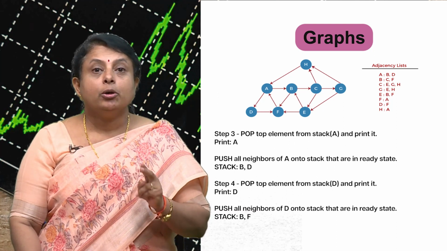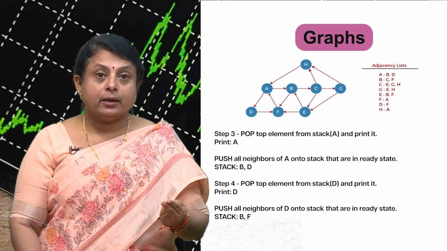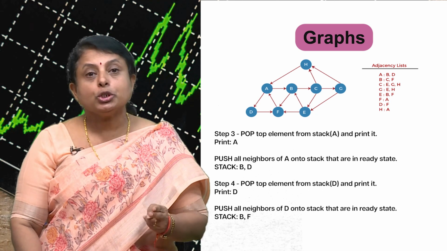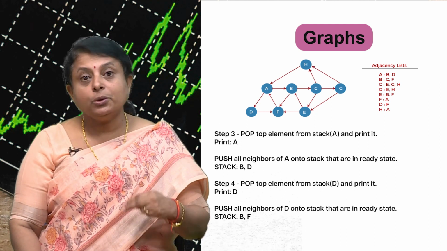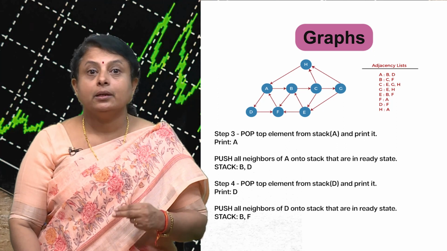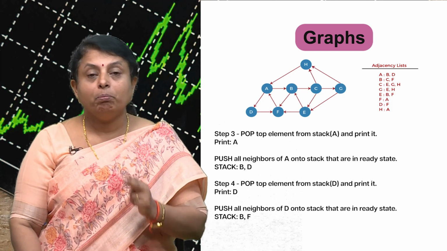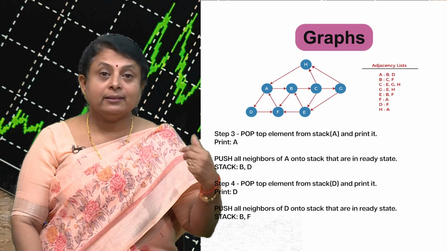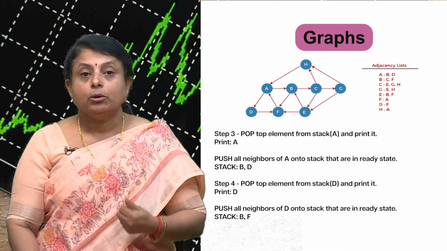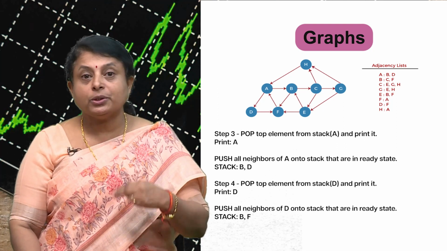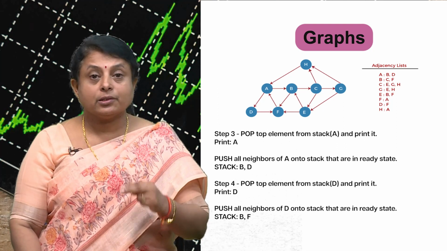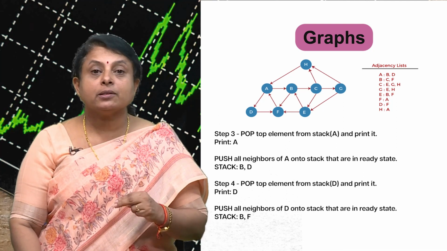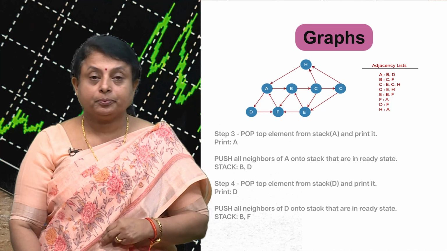Step 3, pop the top element from the stack, that is A, and print it, that is print A. Push all the neighbors of A into the stack that are in the ready state. The stack will be consisting of B and D. Step 4, pop the top element from the stack, that is D, and print it. Push all neighbors of D into the stack that are in the ready state. That is, now F has been pushed into the stack. So, the stack will be consisting of B and then F.